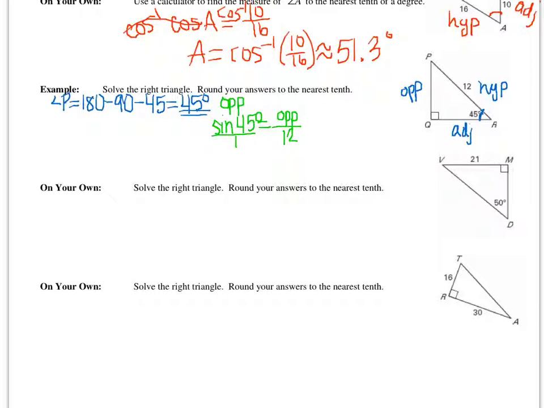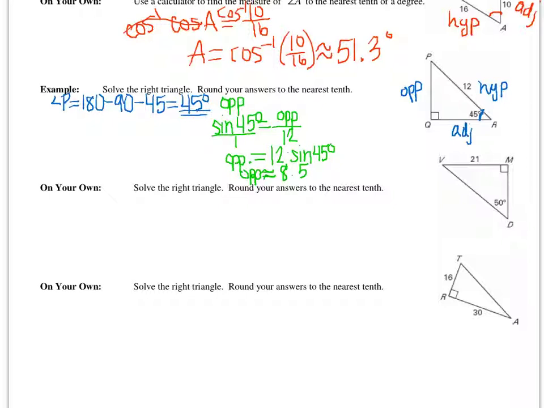I can change this to a fraction, and then use proportions here. 1 times the opposite side is just the opposite side, equals, and then cross multiply. I have 12 times the sine of 45 degrees. So my opposite side equals 12 times the sine of 45, and if you put that in your calculator, you'll find that it's about 8.5. So there's my opposite side.